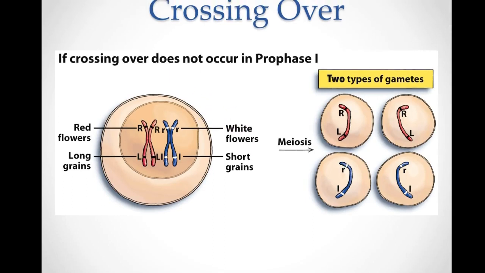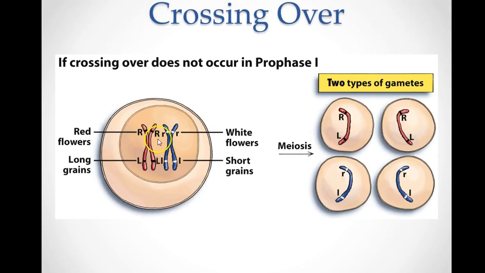So if you didn't have crossing over occurring, let's say it didn't occur, and here we have some plants that we're talking about, and the two genes we're looking at are flower color and the type of rice grains that we have. In this case, we have red flowers and white flowers, and we have long grains of rice and short grains of rice. So if crossing over didn't happen, at the end of meiosis, this is what we would end up with.